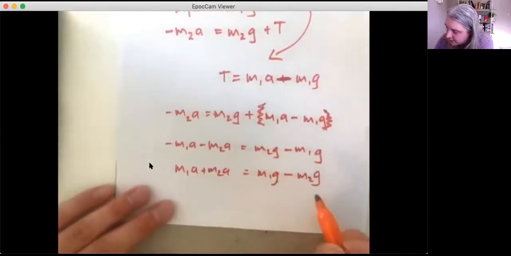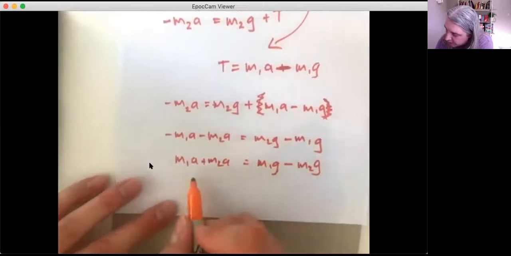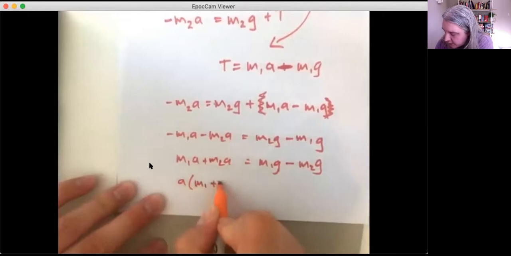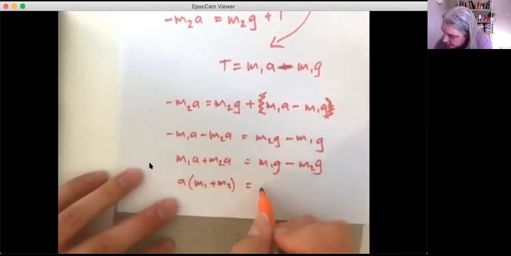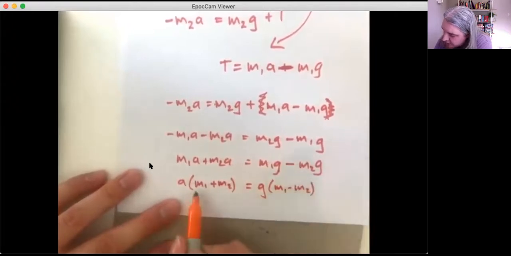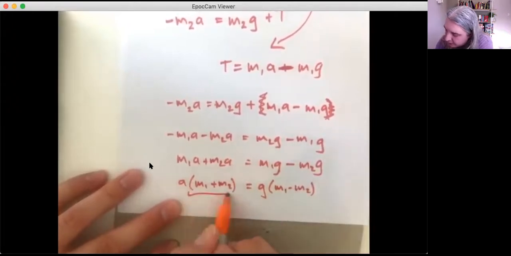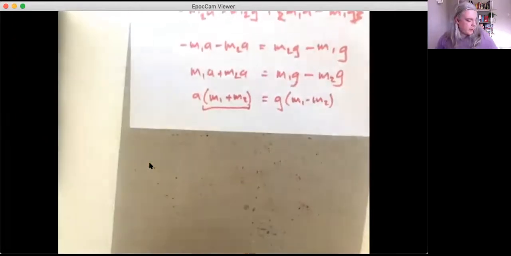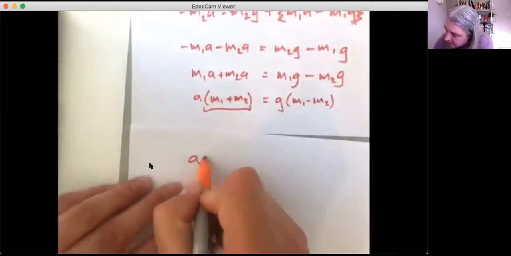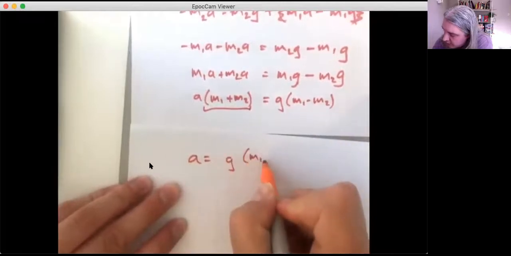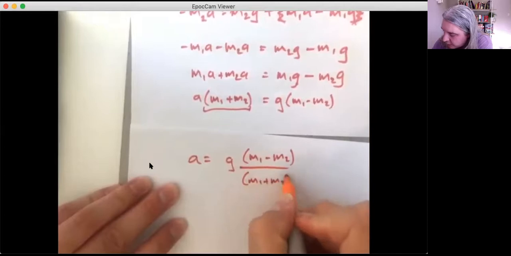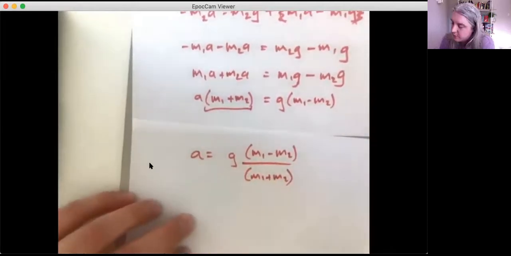The reason I did that is just to make it a little bit cleaner, because what we're going to do now is factor out the A's and G's. So we get A times M1 plus M2 is equal to G times M1 minus M2. And now we can just divide by that whole bracket. We get A is equal to G M1 minus M2 over M1 plus M2. And that is the answer.